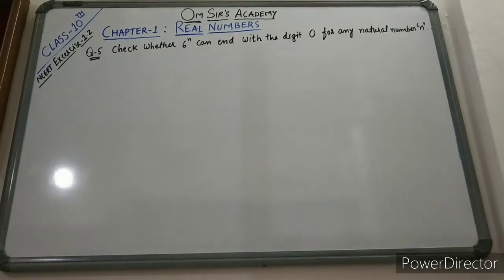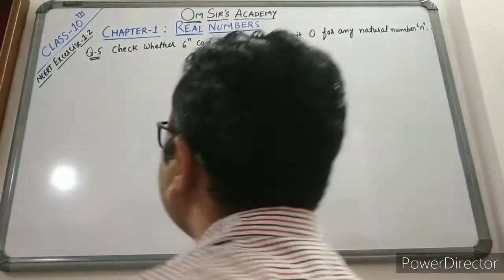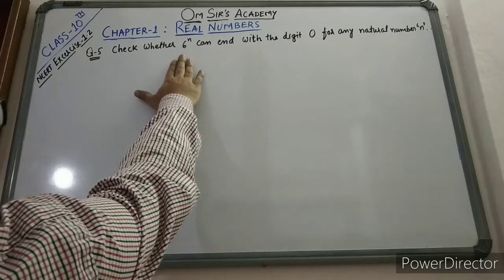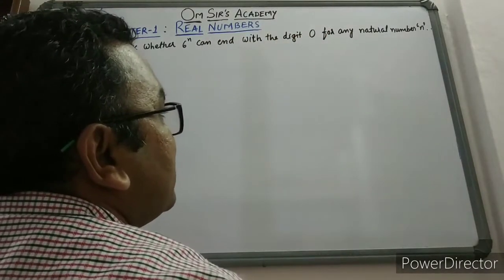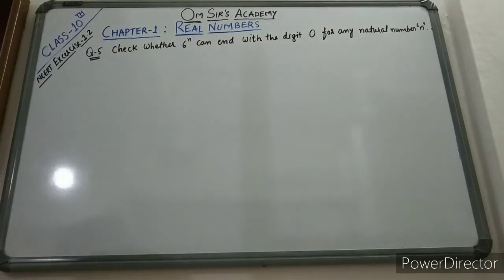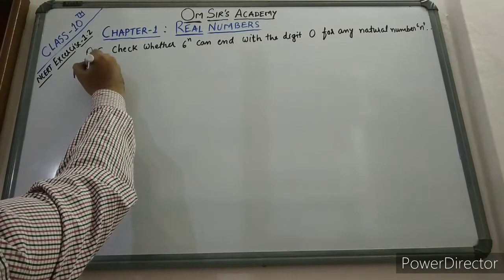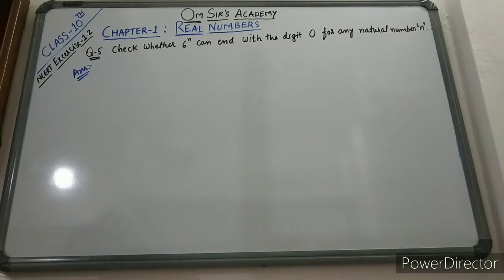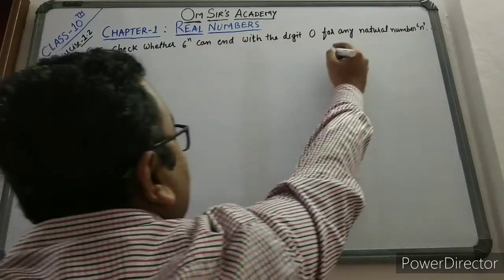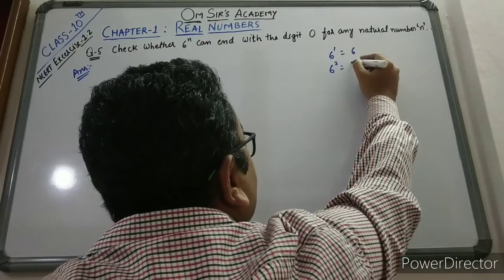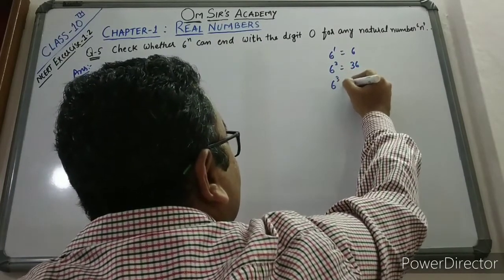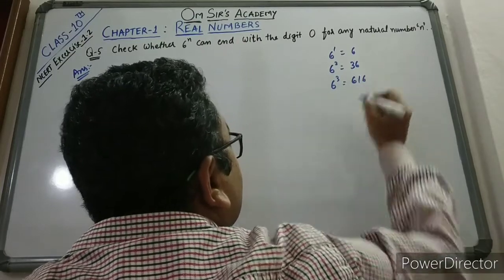So friends, what does question 5 say? Check whether 6 raised to n can end with the digit 0 for any natural number n. This type of sum we have already done in the illustrations part. It is very easy to check it. Again I am explaining 6 raised to n. See, 6 raised to 1 is 6. 6 squared is 6 6s are 36. 6 cubed is 6 into 6 into 6 is 216.